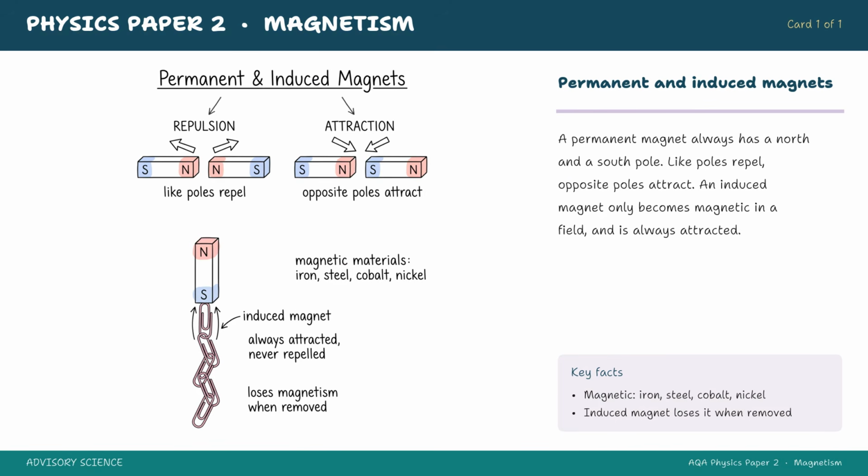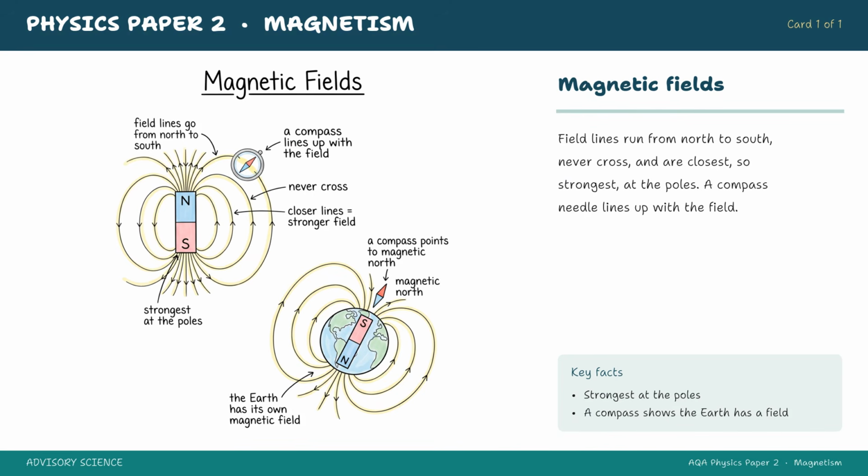Magnetic fields. A magnetic field is the region around a magnet where it can affect another magnet or a magnetic material. We draw it with field lines. The rules are that the field lines always point from north to south outside the magnet. They never cross, and the closer together they are, the stronger the field. So the field is strongest at the poles, where the lines are most bunched up.